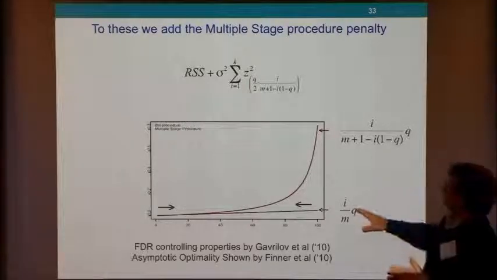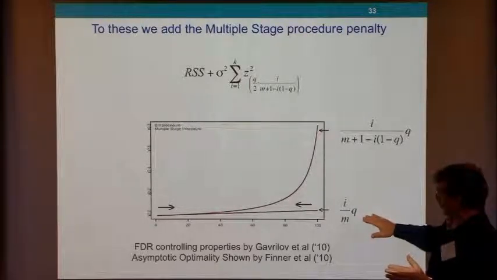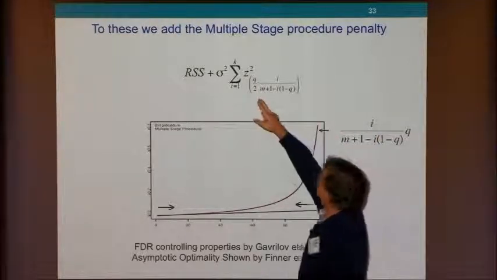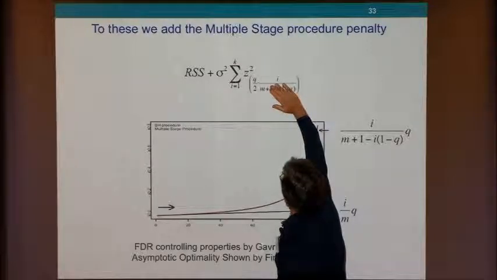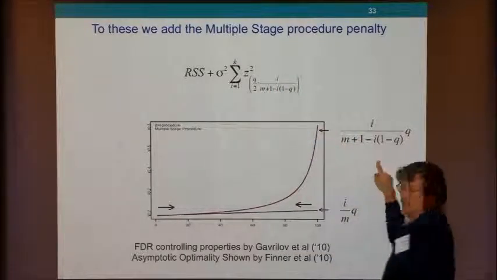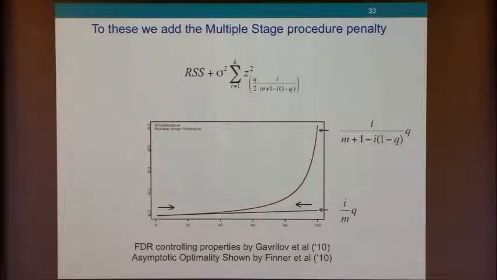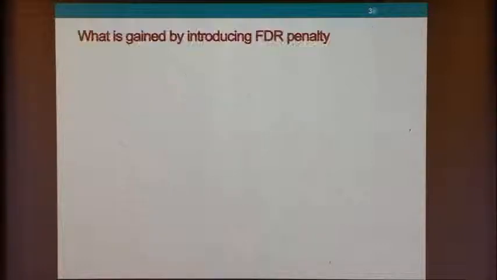So to these ideas, I would like now to add the multiple-stage procedure penalties. So instead of looking at z squared i over m, I will do it with the one I talked about before, which I know works in the independent case. And now let me use it in a forward selection manner. That is, I will use forward selection and do it in a way that uses this penalty. And I want to show you what happens from that just in examples.